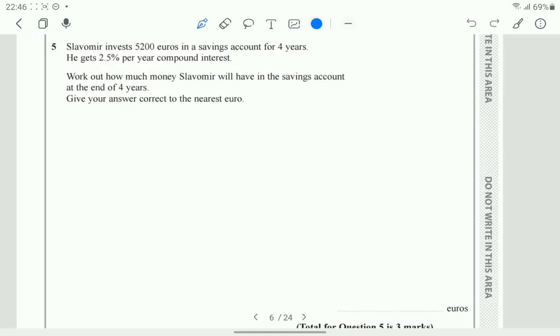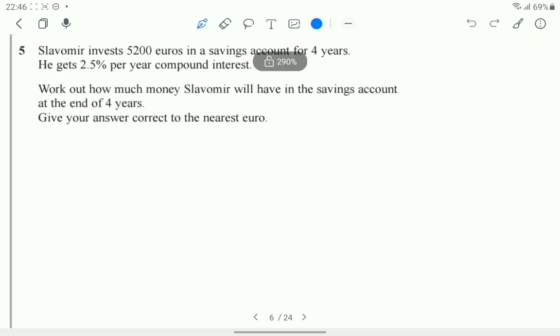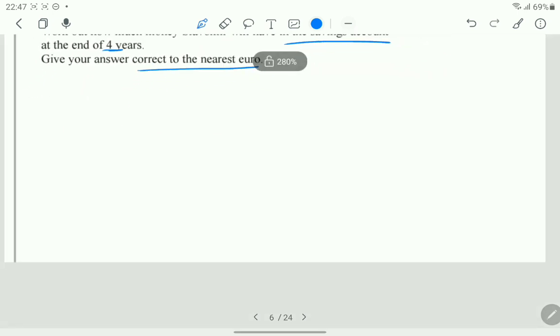On to the fifth question, let's give it a read. Slavomir invests 5,200 euros in a savings account for 4 years. He gets a 2.5% per year compound interest. Work out how much money Slavomir will have in the savings account at the end of 4 years. Give your answer correct to the nearest euro.